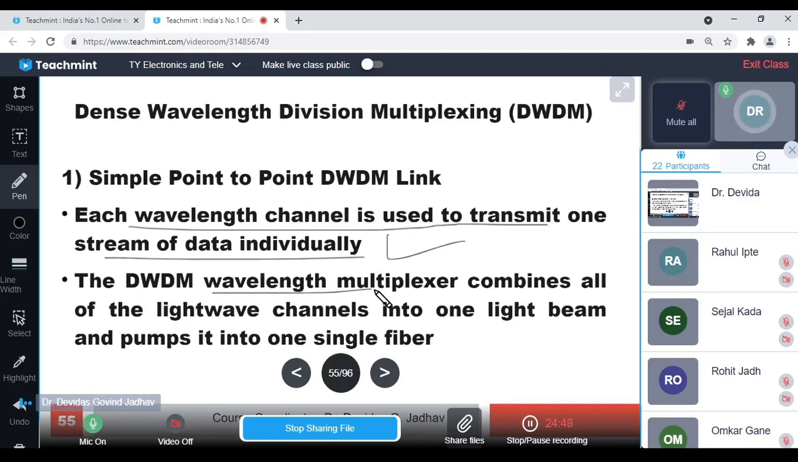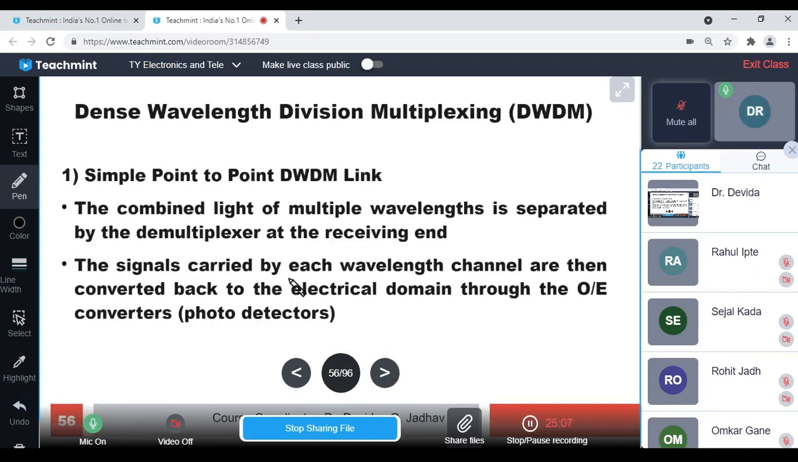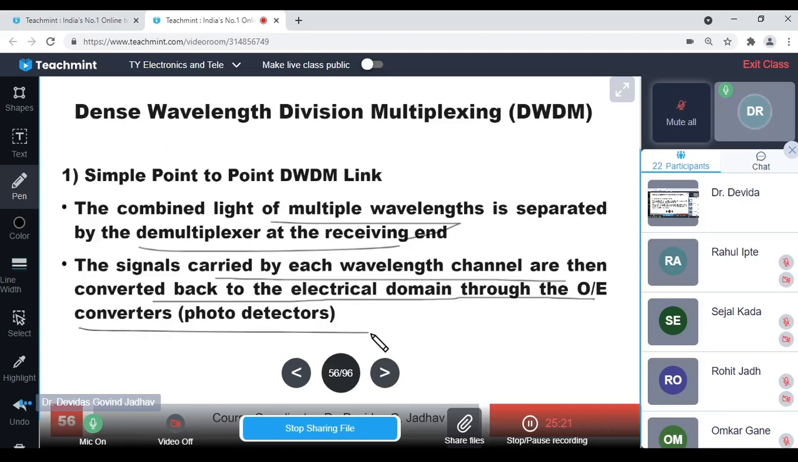So the DWDM wavelength multiplexer combines all the light wave channels. All such channels, each having individual data, can be combined in the DWDM wavelength division multiplexer into one light beam and pumped into the single fiber. So we use the single fiber for propagation. Then the combined light of multiple wavelengths can be separated with the help of the demultiplexer at the receiver, and the signal carried by each wavelength channel can then be converted back to the electrical domain through optical to electrical converters, photodetectors.